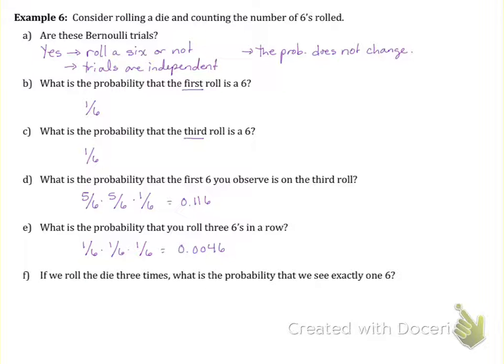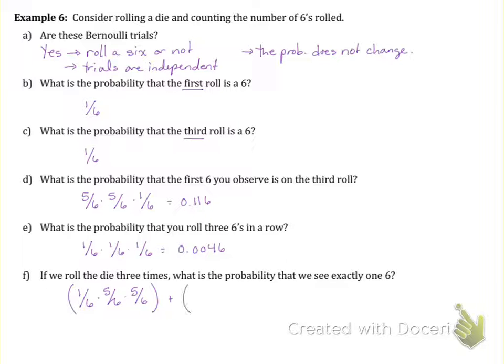And then the last question is a little more complicated. It says, if we roll the die 3 times, what's the probability that we will see exactly one 6? I want you to notice that in this question, they do not give us a position for where we see that 6. Is the 6 on the first roll, the second roll, or the third roll? Well, in this case, we have to count all 3 of those scenarios. If we figure out the probability of rolling that 6 on the first roll, it's 1 out of 6, and then we don't roll a 6 and don't roll another 6. That's the first scenario.